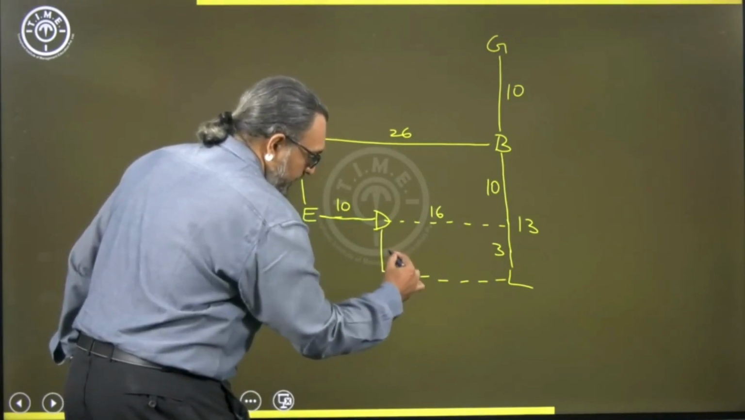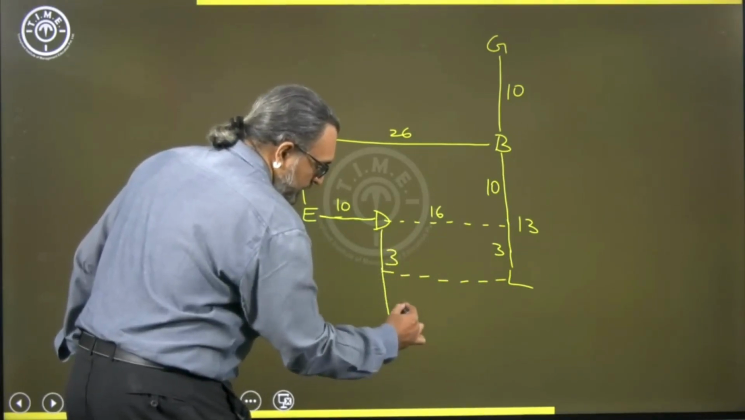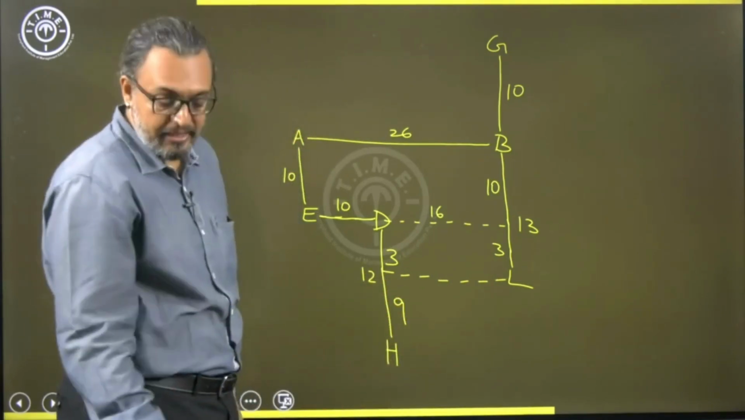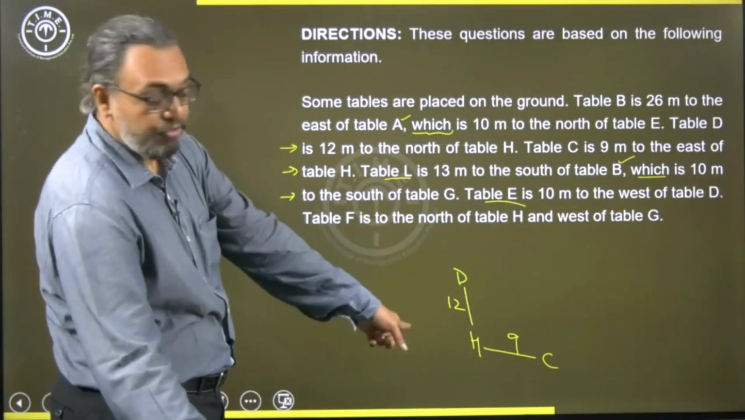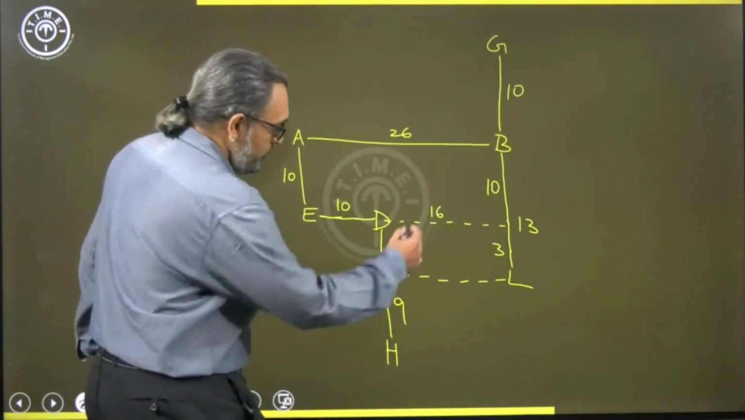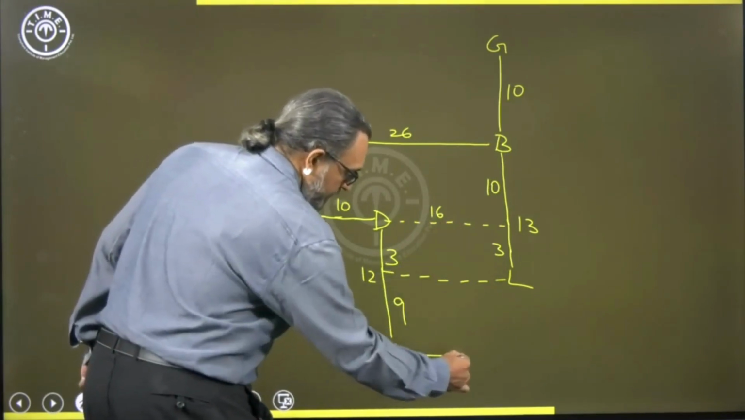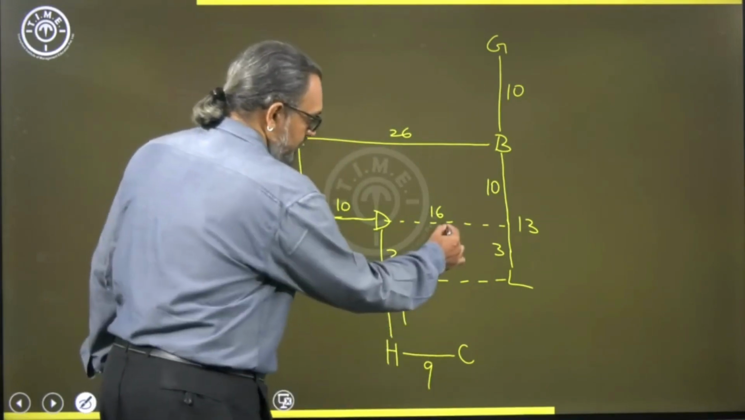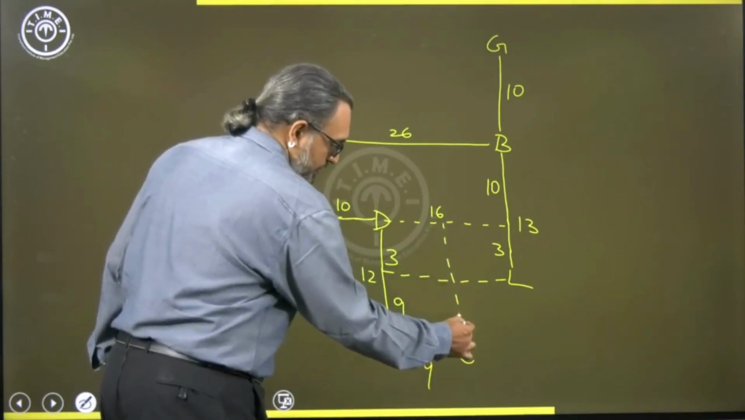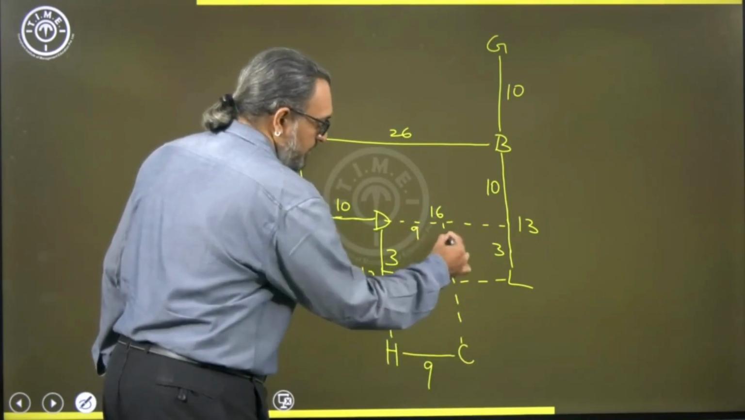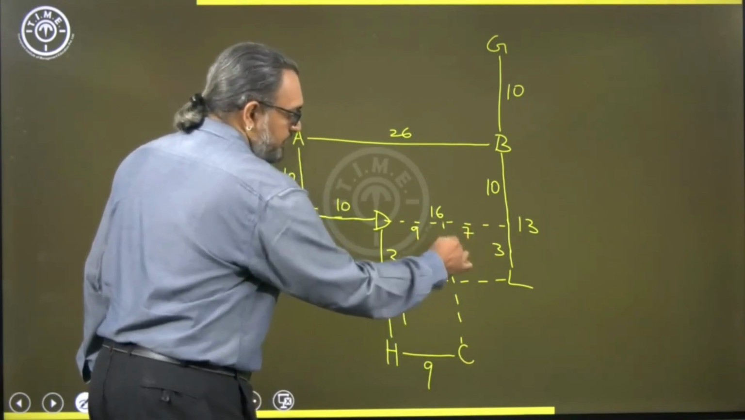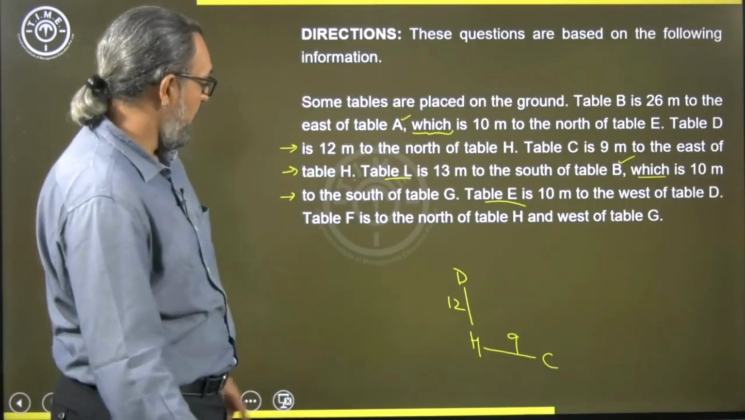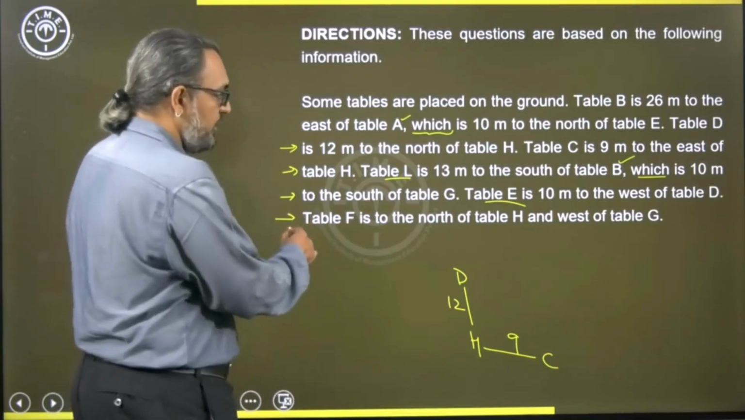Now, this is only 3, so we have another 9 more, so total 12, you have H, correct. And then we have C is east of H 9 meters. So, 9 meters, C, this is 9 meters. So, this is 9 and the balance is 7, so that you have 16, correct. And further, what do we have? Yes, now look at the last.